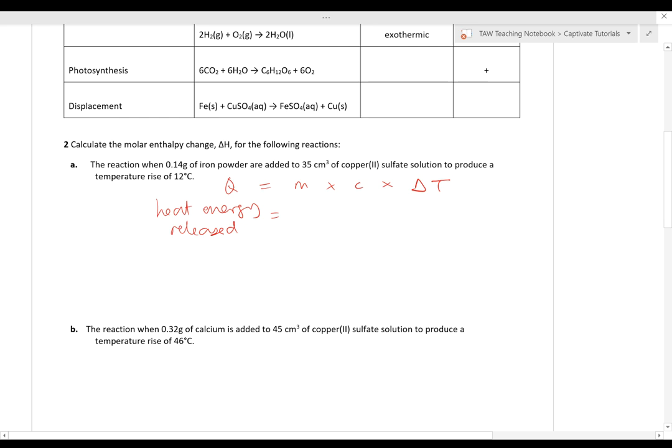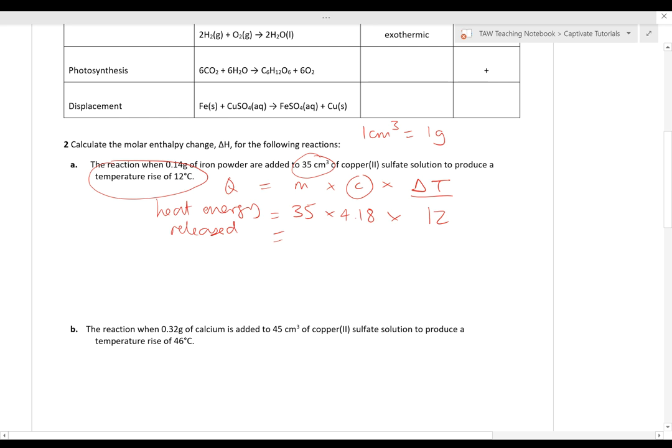So we'll start with delta T, which is the change in temperature. If we look at the question, we can see that the change in temperature is 12. C is the specific heat capacity. So it's a constant value, which is always 4.18. And finally, M will be the mass of the solution. In this case, we've got 35 cm cubed of solution. And for solutions, 1 centimeter cubed is equal to 1 gram. So if we've got 35 cm cubed of solution, that will be equal to 35 grams.